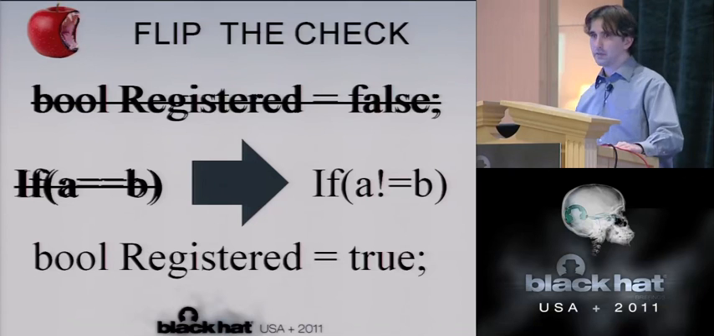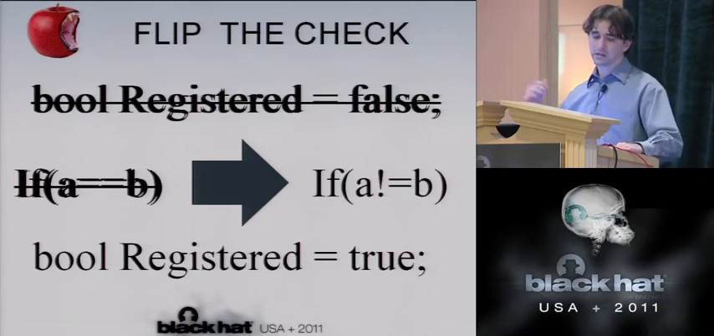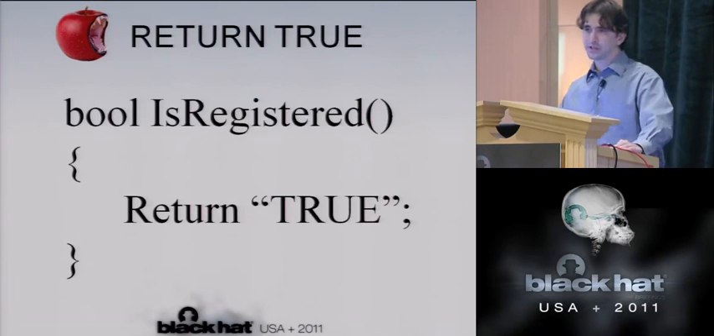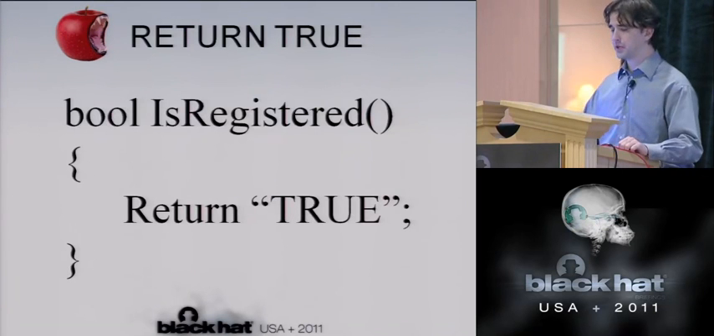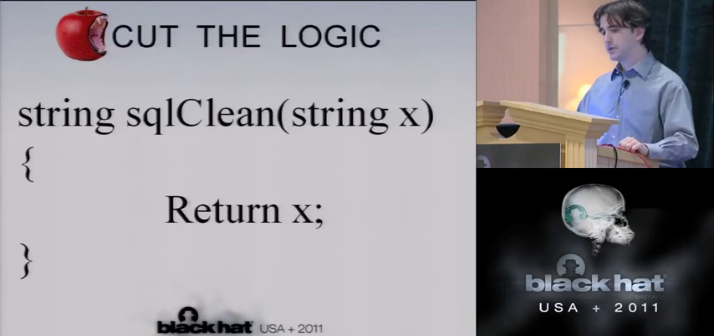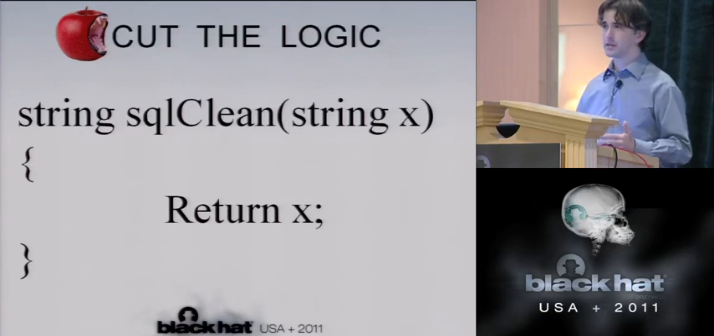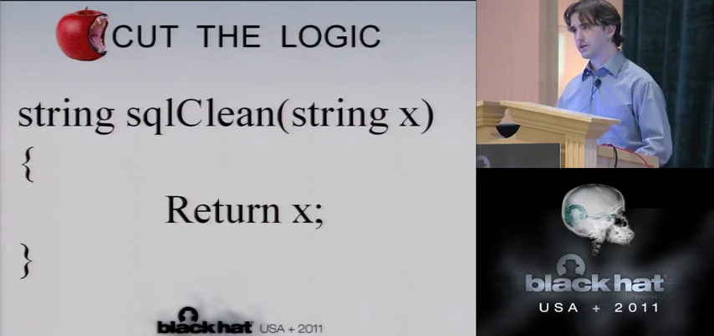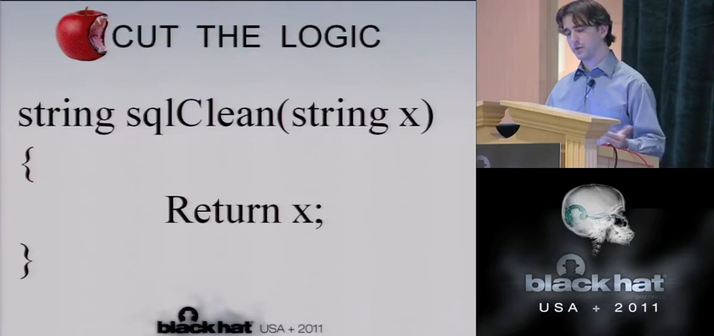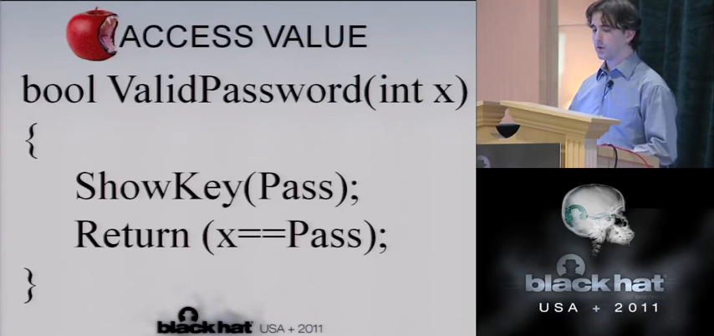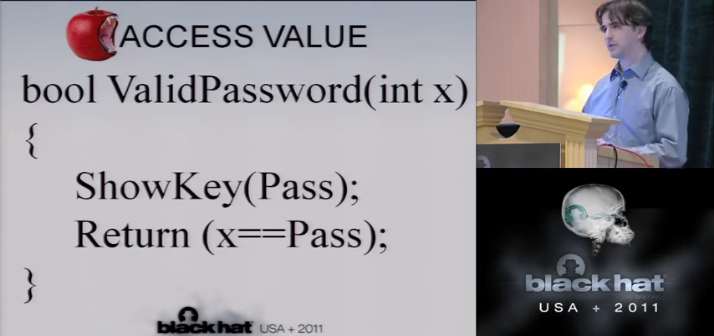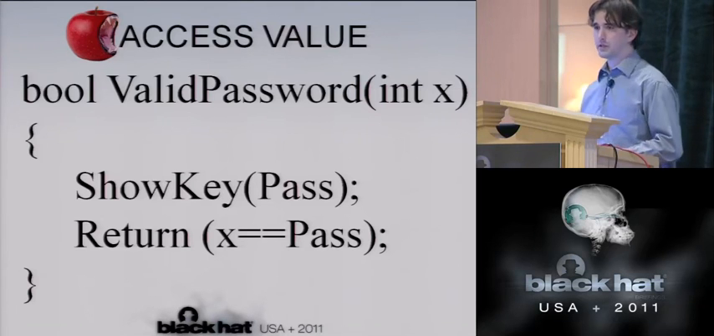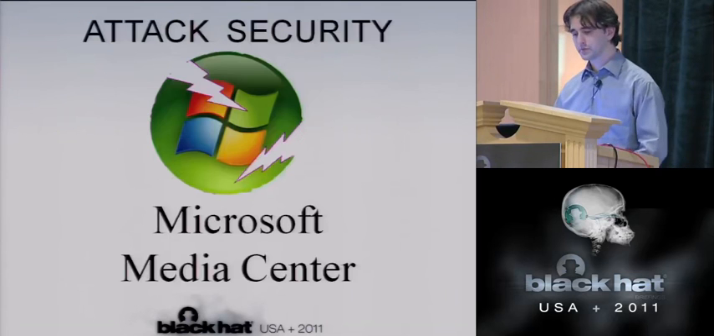And these are easy to implement. Within that put a true on the stack and return, it's just as easy to do these. Is registered, like I showed you, put your return true at the top. Is valid key, return true. You cut the logic, say on a SQL cleaning, and all of their good security is now completely subverted with returning the original string. Is valid password, you want to access a known value because you want to know what password it's validating against. You simply show it to the user, and there's your password.